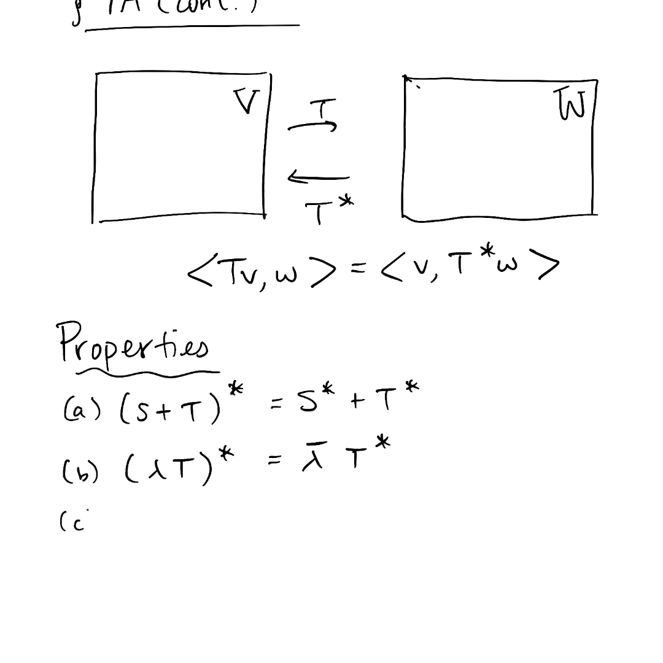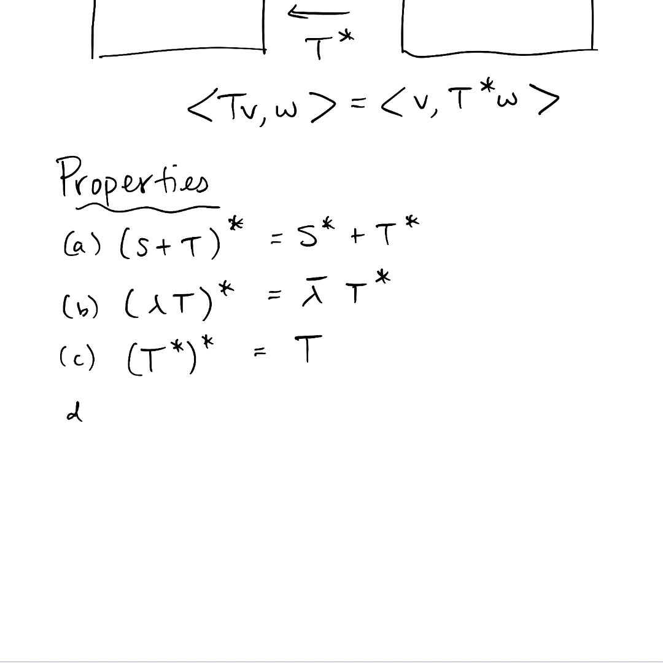Let's see here, what else? What else we got? Oh, here's a good one. If you take the adjoint of the adjoint, well, you're back where you started. So T star star is just T. In the special case that you're talking about the identity operator on a vector space V, so identity from V to V, if you look at the adjoint of the identity, it's just itself.